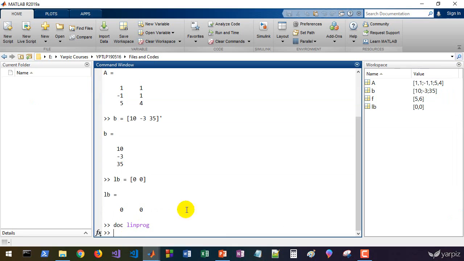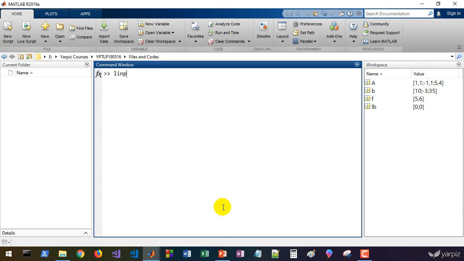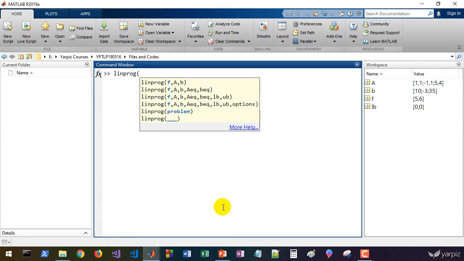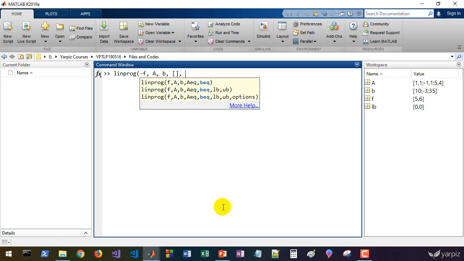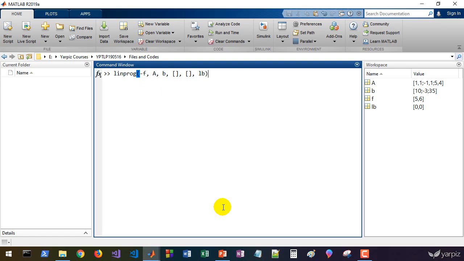Let's call the linprog function: linprog and F, and remember to negate F because our problem was maximizing, and linprog accepts and solves minimization problems. And A and B, and we don't have any A equality and B equality, and we just have the lower bound, and we ignore all other inputs. Okay, let's have the problem solved.